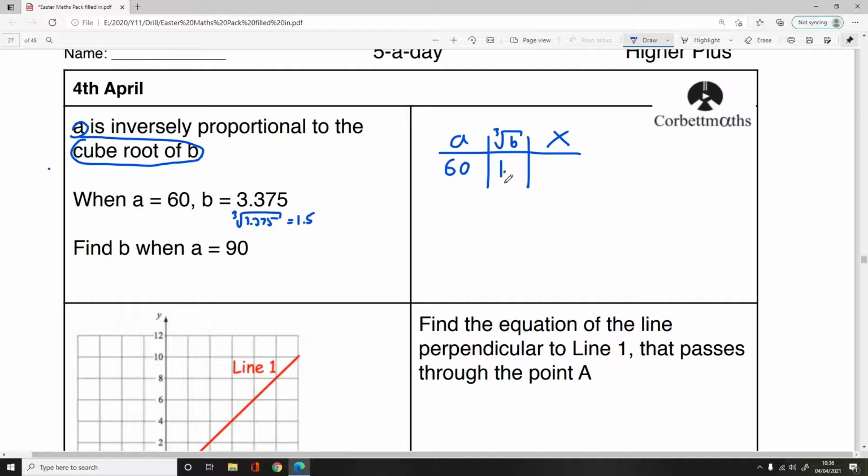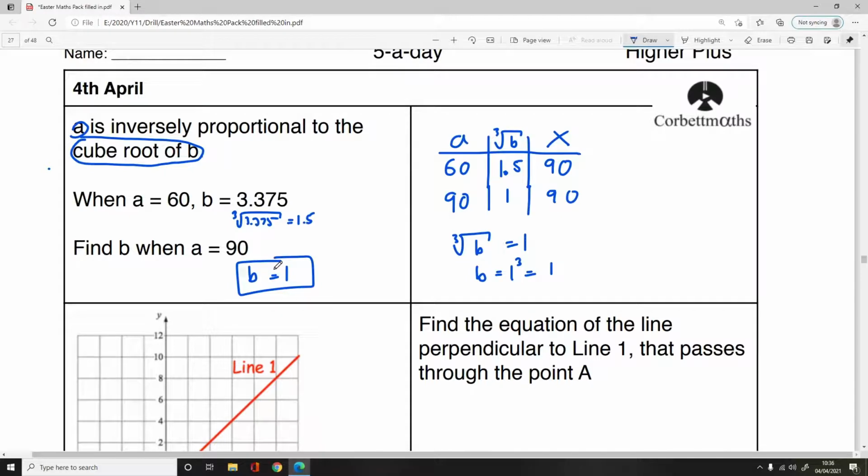So you can put 1.5 there, and we could say they always multiply to 90. Find B when A equals 90. So we'll fill in a 90 here, because that's always the same. And then what times 90 gives 90? It's 1. So the cube root of B is 1. So B is 1 cubed, which is also 1. Dead easy way to get those 4 marks if you can learn that table.